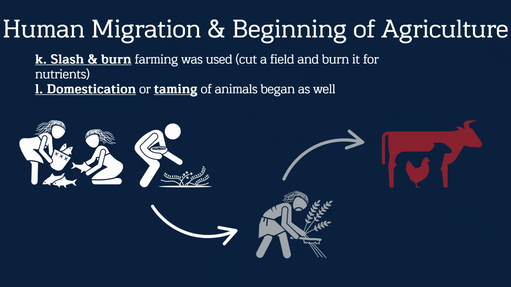And we know some of the steps of early farming, starting with slash and burn farming, where you cut a field and burn it for the nutrients to go into the soil and then plant and grow your crops on top. We see the domestication or taming of animals, or husbandry, and now livestock have been introduced into the diet as well.